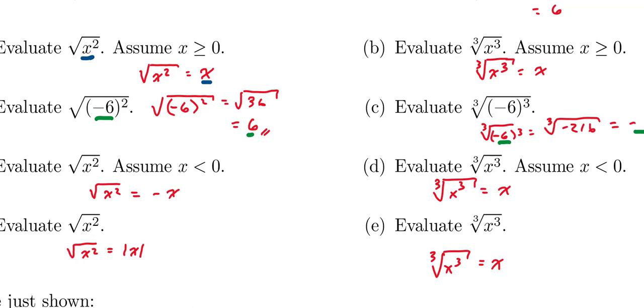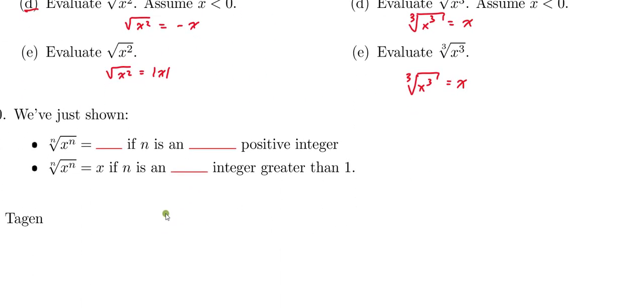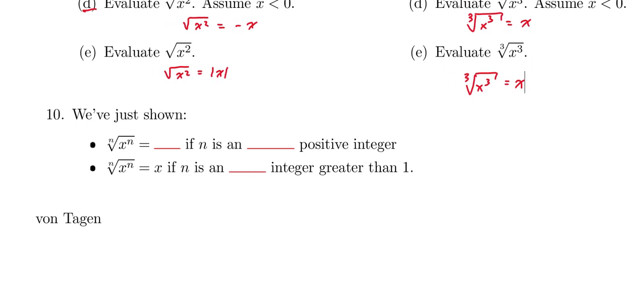So down below here, we'll summarize that. What we've just shown is that if you take the nth root of x to the n, and we know that n is an even positive integer, how do we do it? It would just be the absolute value of x. But if we take the nth root of x to the n, and n is an odd integer, then the answer is just x, no absolute value required.